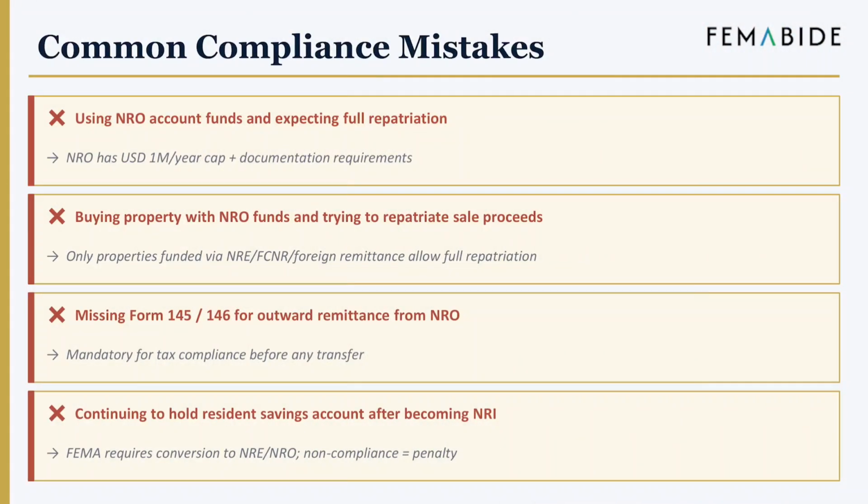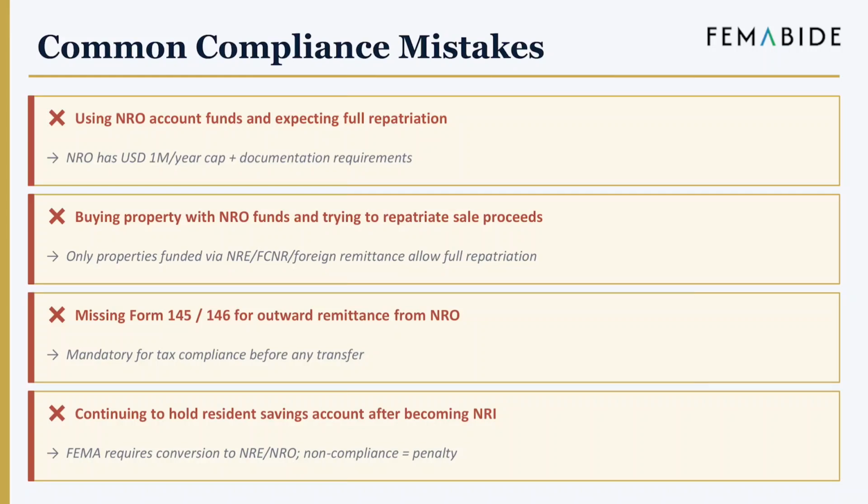Common compliance mistakes. Several recurring errors expose NRIs to penalties. Using NRO funds while expecting full repatriation. NRO accounts are subject to the $1 million cap and strict documentation. Purchasing property through NRO funds and attempting full repatriation. Only properties funded through NRE, FCNR or direct foreign remittance qualify.